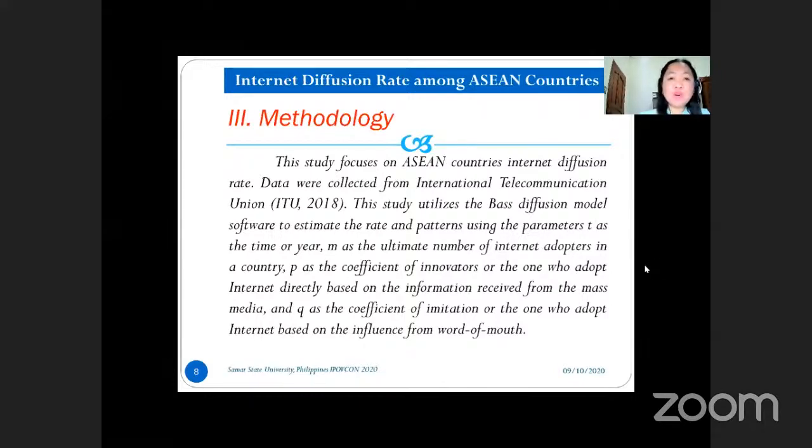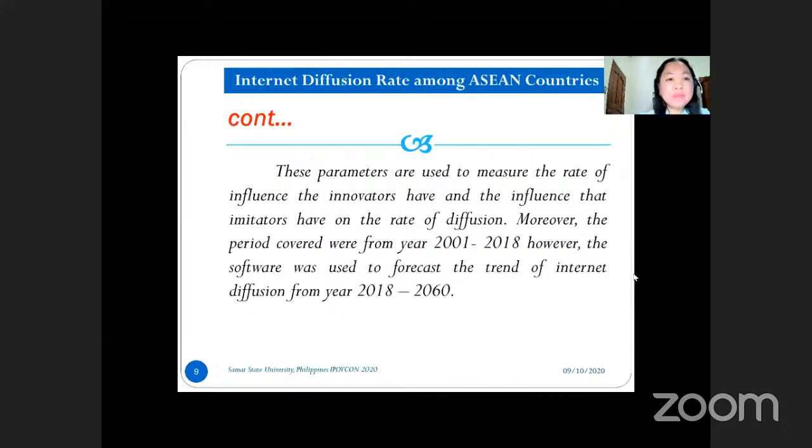This study utilizes the Bass diffusion model software to estimate the rate and patterns using the parameters T as the time or year, M as the ultimate number of internet adopters in a country, P as the coefficient of innovators, or those who adopt the internet directly based on the information received from the mass media, and Q as the coefficient of imitation, or those who adopt the internet based on the influence of word of mouth.